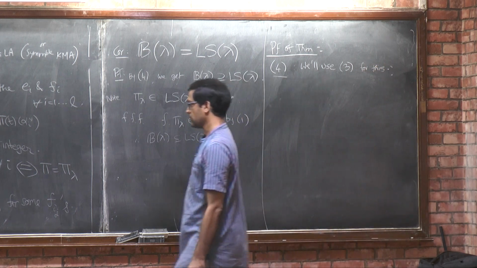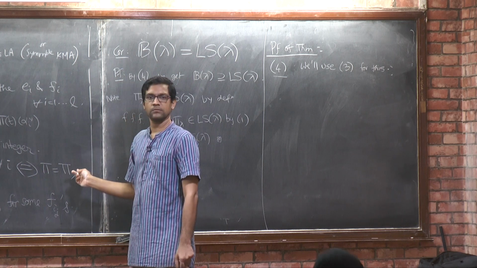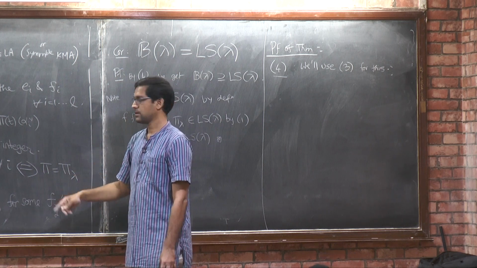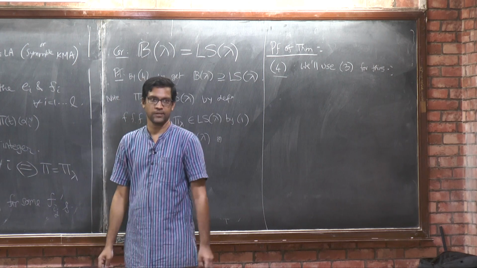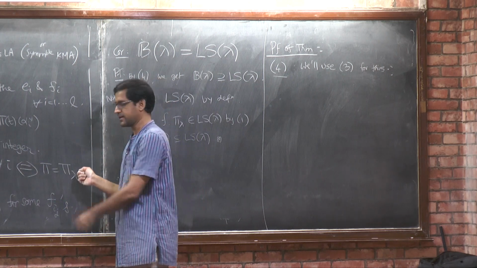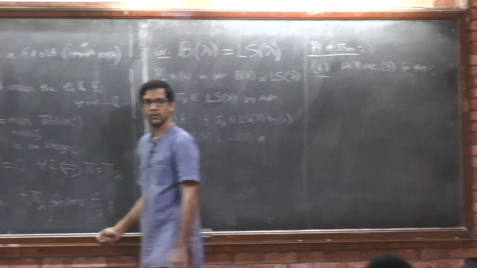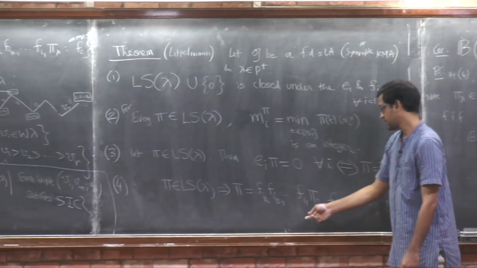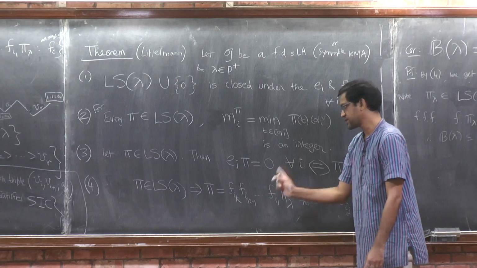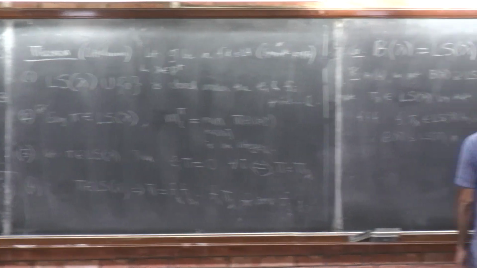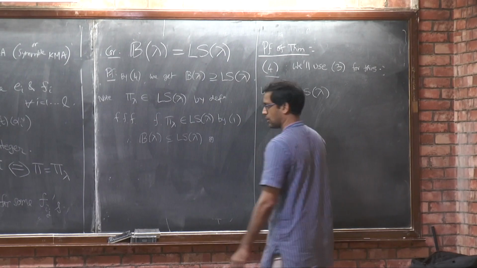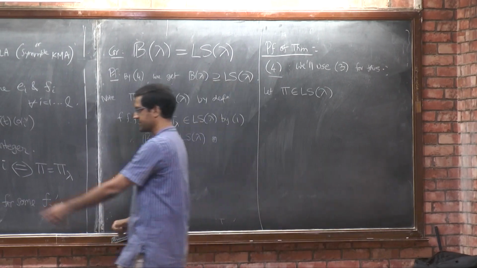So what do we have to prove? Let's assume that this is known: that the only path in LS lambda that's killed by all the EIs is the straight line path itself. I'm going to assume this fact, and now I'll show that 4 follows. What does 4 say? That any pi has this form. So to prove 4, let pi be an element of LS. Now, how do I write pi in this manner?